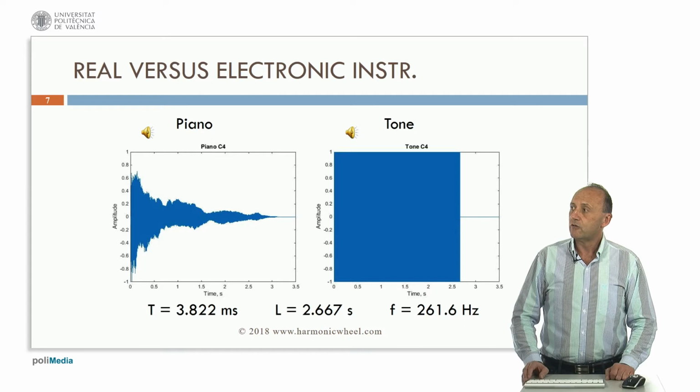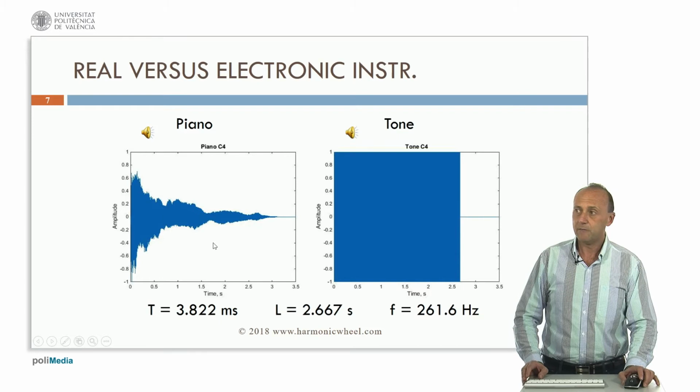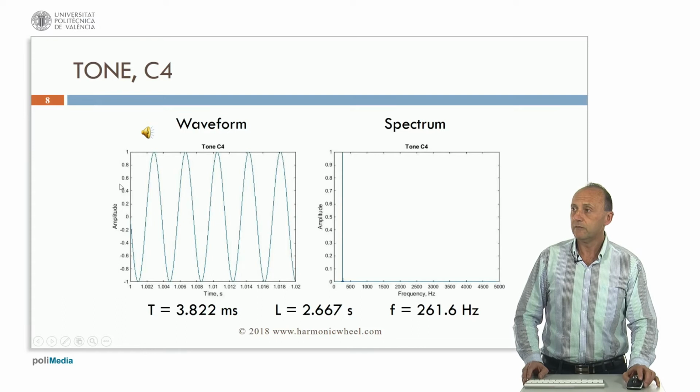To analyze the beats, we are going to use electronic instruments with constant amplitude. In a real instrument, the amplitude is variable, as we can see in this example. Let's start with the tone. This is the sound. It only has one spectral line.